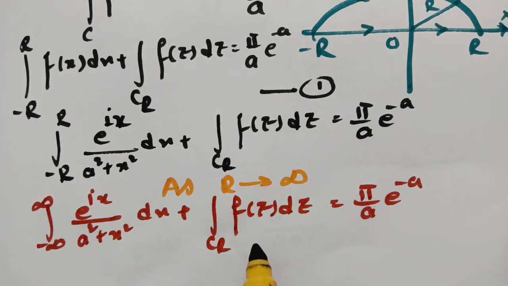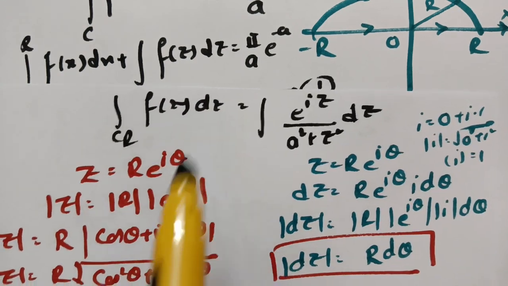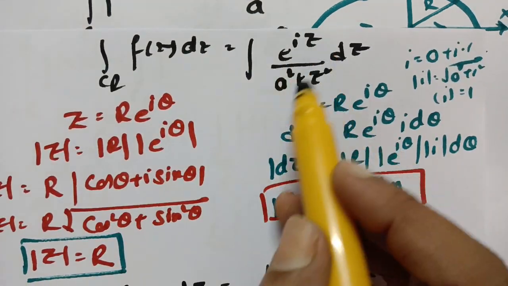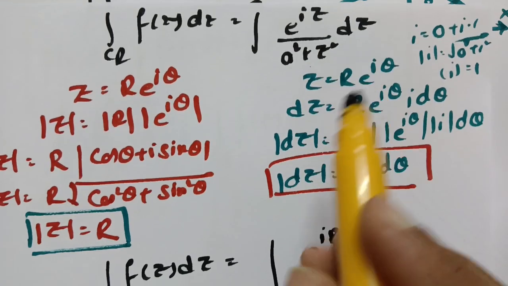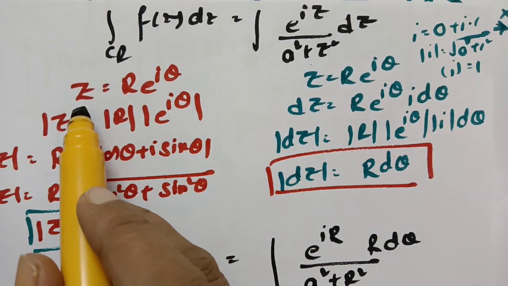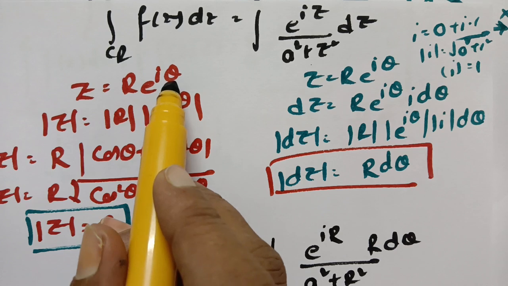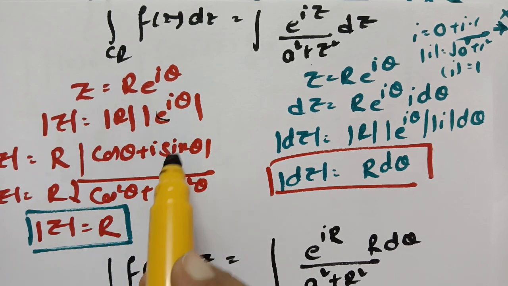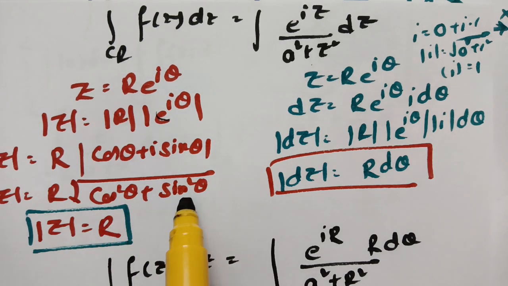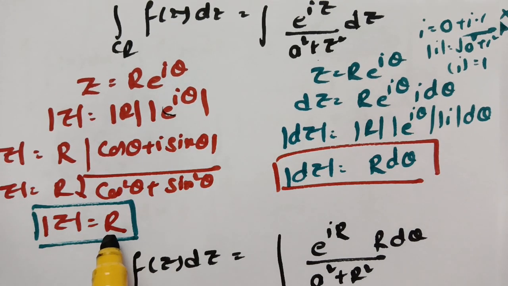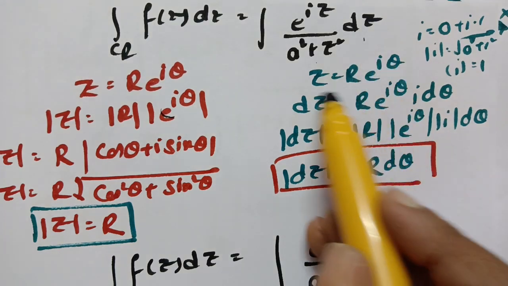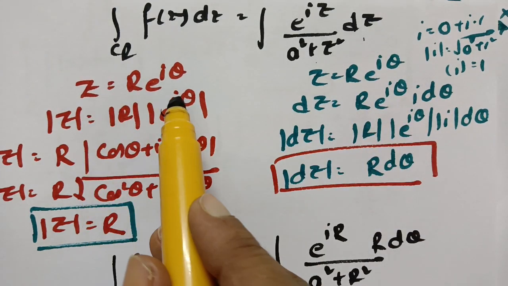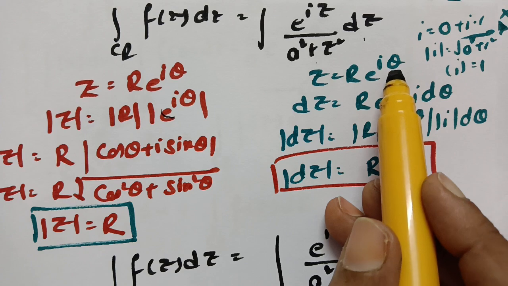As r tends to infinity, let me give you clarity for this. Integral cr f of z dz, where f of z is nothing but e power iz by a square plus z square, dz. Here is a small substitution. We have to keep z is equal to r into e power i theta. If I take the modulus, cos theta plus i sin theta gives root over cos square plus sin square, so mod z is equal to r. As there is dz here, we have to take a derivative. Again the same substitution, z is equal to r into e power i theta.